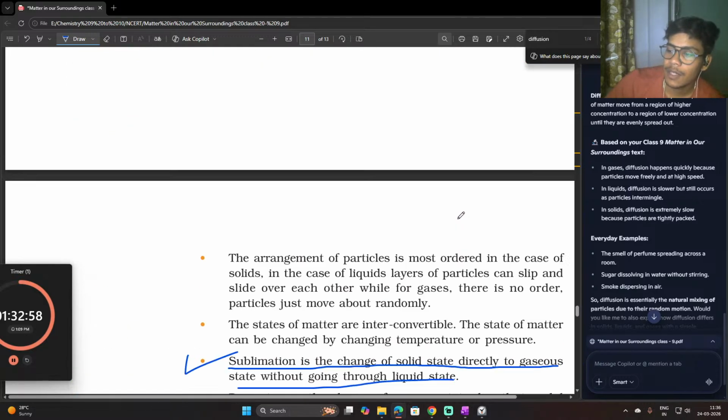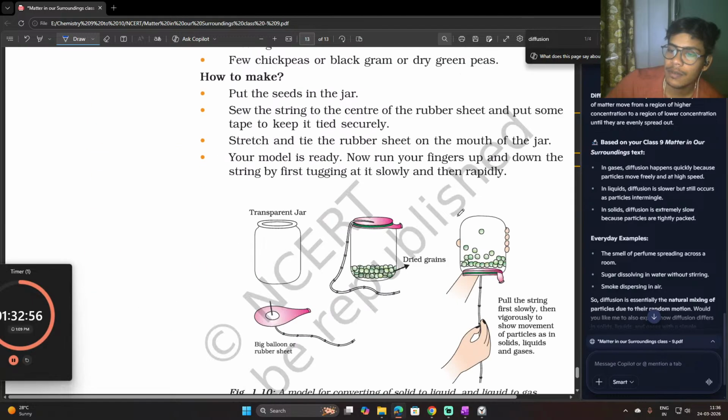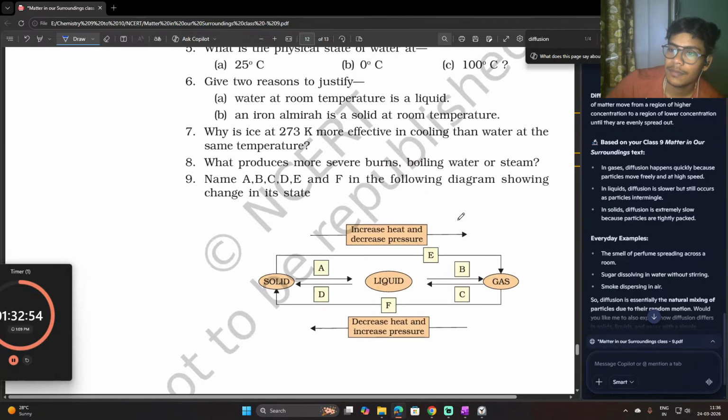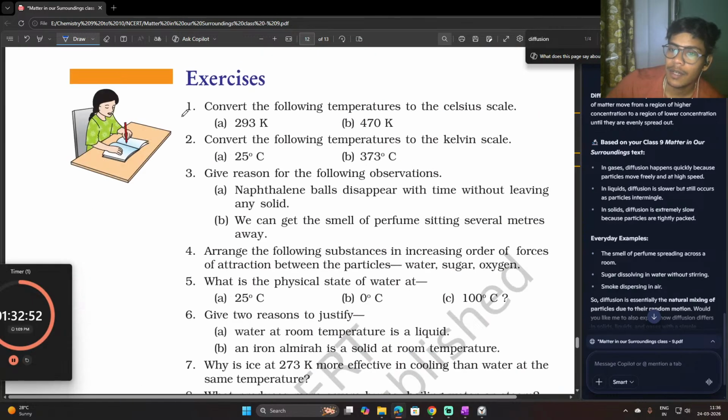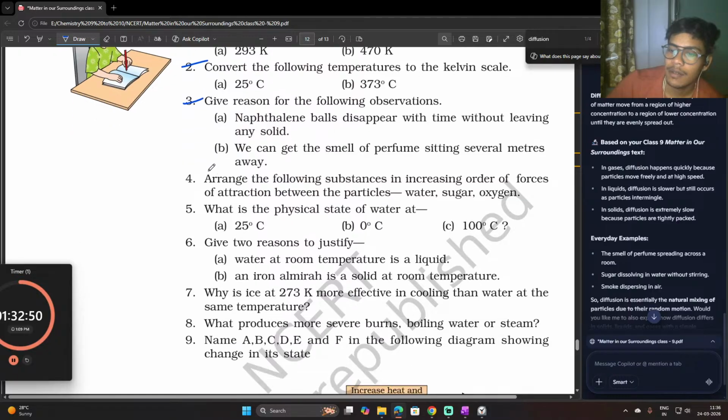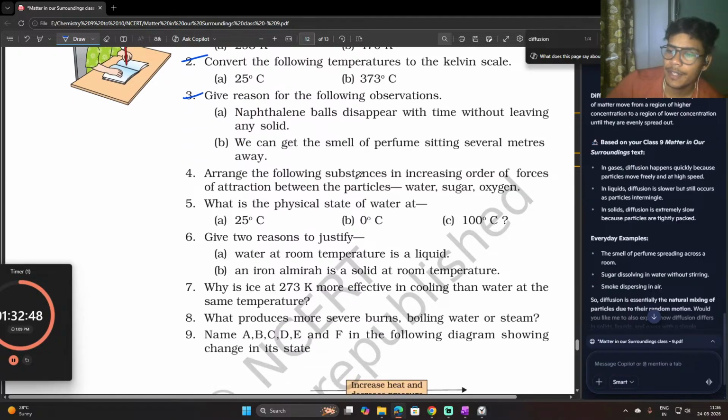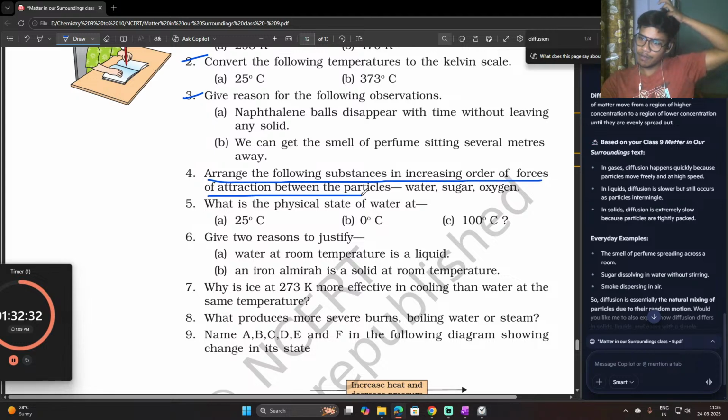Now go to the questions. That's done. Now arrange the following substances in increasing order of forces of attraction between the particles: water, sugar, oxygen.